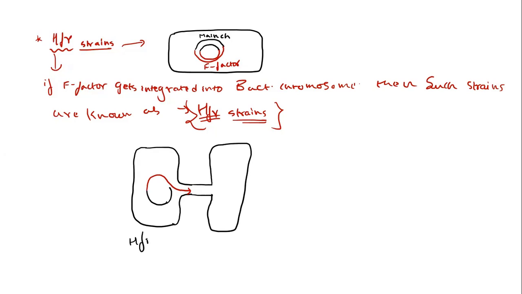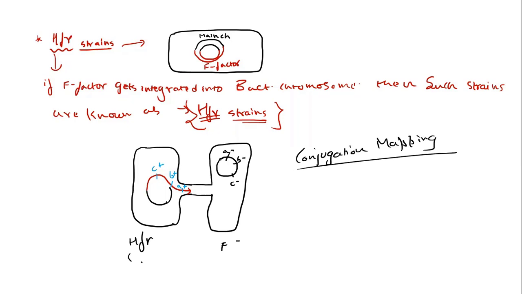So if this is an HFR and it is conjugated with F negative, let's say the genes over here are A plus gene, some genes are like B plus, C plus. If you talk about the F negative, its main chromosome should not have these genes; it has A minus, B minus, C minus, a situation like that. So when the transfer begins, right? What we are actually interested in, in conjugation mapping, just be very careful about this: all conjugation mapping numericals will start with a statement that there is a conjugation between HFR and F negative, right? And whatever genes are getting transferred.